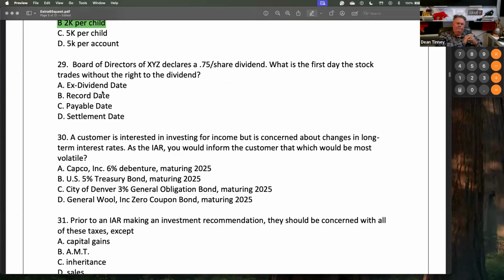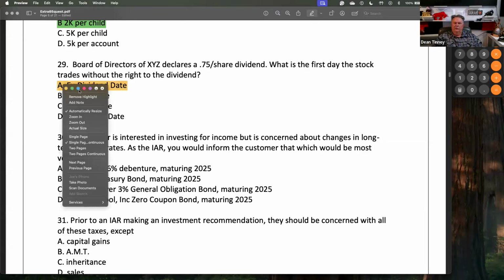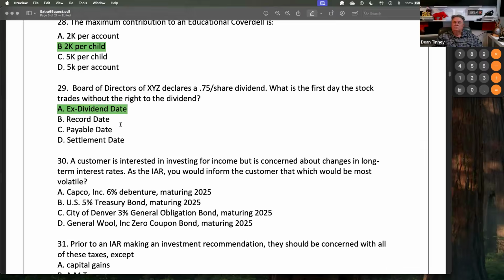The board of directors declares a 75-cent dividend. What is the first day the stock trades without the right to the dividend? So to get a dividend, you need to be a holder by record date. Yep, and that's not what it's asking you, but that's correct. I believe it's ex-dividend. Right on, you're correct. That's the first date in which the stock no longer trades with a dividend attached.